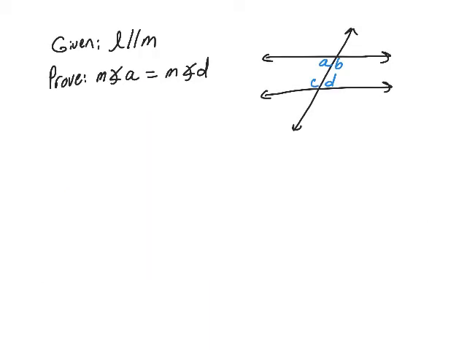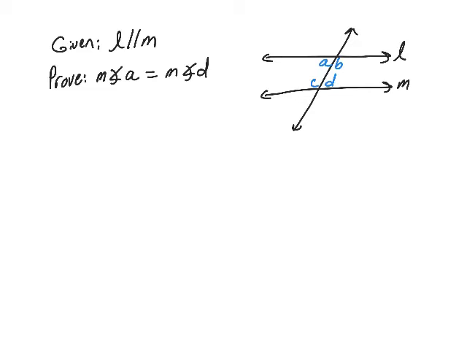Okay, so we are given that L is parallel to M. So I drew two lines. I've got parallel lines cut by a transversal. L is parallel to M. We're given that. I want to prove that the measure of angle A is equal to the measure of angle D. Okay? So we're going to use our postulates and theorems and properties to figure this out.